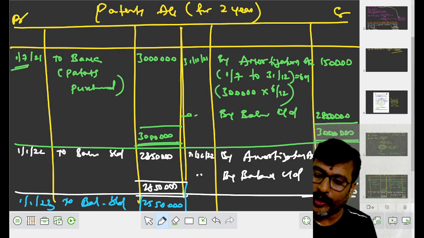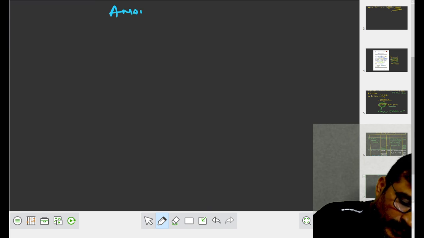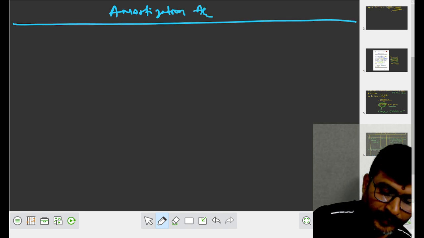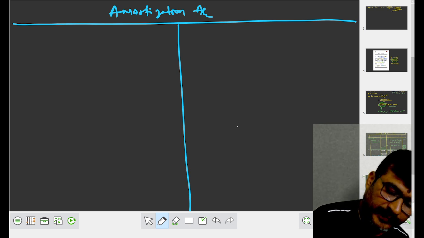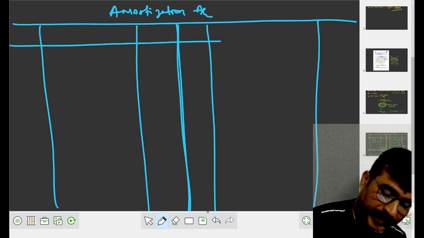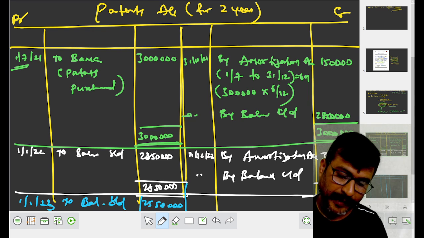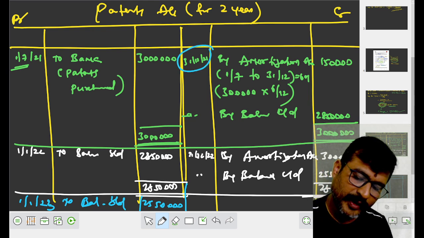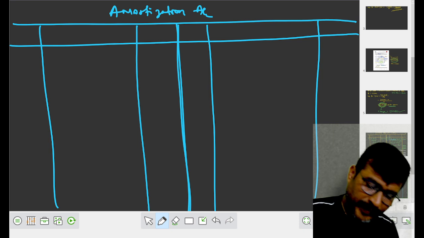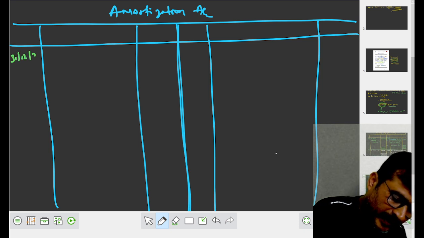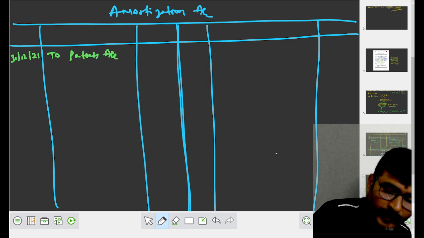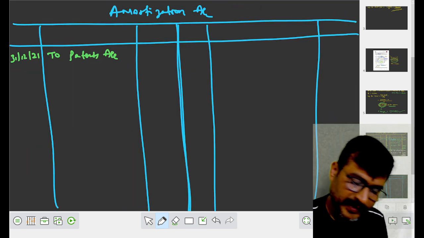Apart from patents account, which account we have to prepare? We have to prepare amortization account also. Fine. Let us have the amortization account. Amortization is similar to that of depreciation, right? Now, see here what happened. In patents, on December 21, we have written by depreciation, by amortization. In amortization, what we have to write? 31st December 21 to patents account. How much amount was written? 1.5 lakh.